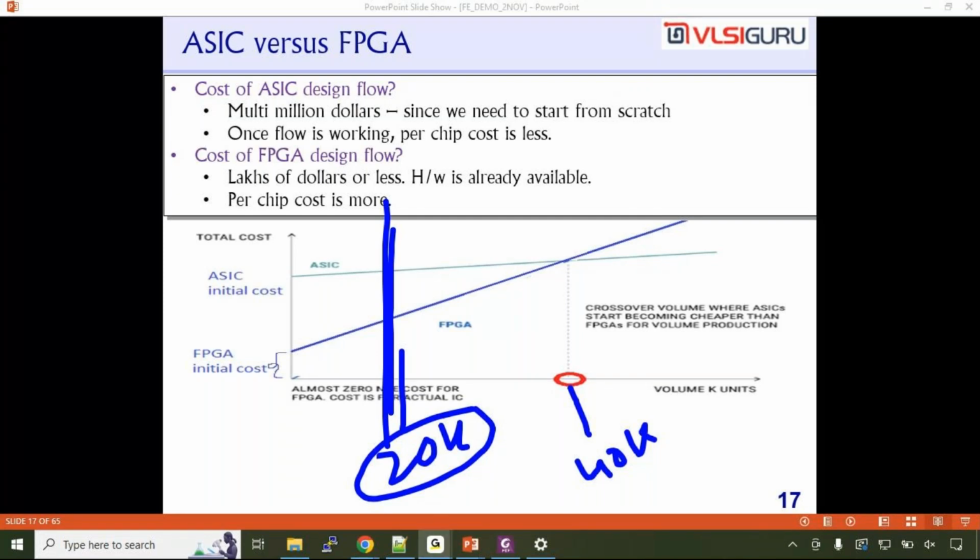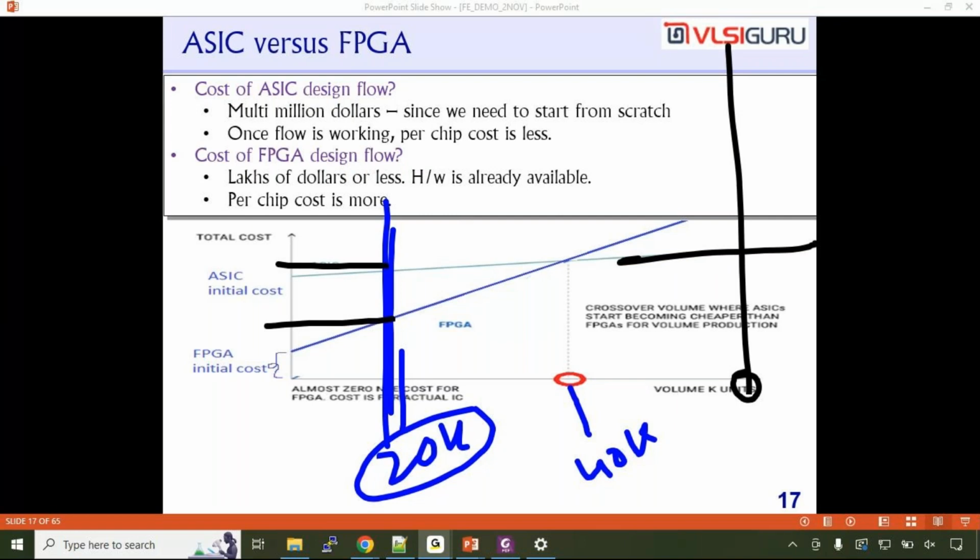FPGA. Why? Because the FPGA cost would be this much, and the ASIC cost will be this much. Which one is cheaper? FPGA is cheaper. Let's say you go to Qualcomm, they want to develop mobile phone chips, which will sell like 10 lakhs. Worldwide, this same phone may sell almost 10 lakh units, right? Let's say that number is somewhere here, or even farther. Which one will you go with? We'll go with ASIC because FPGA is way costlier. This is cheaper.